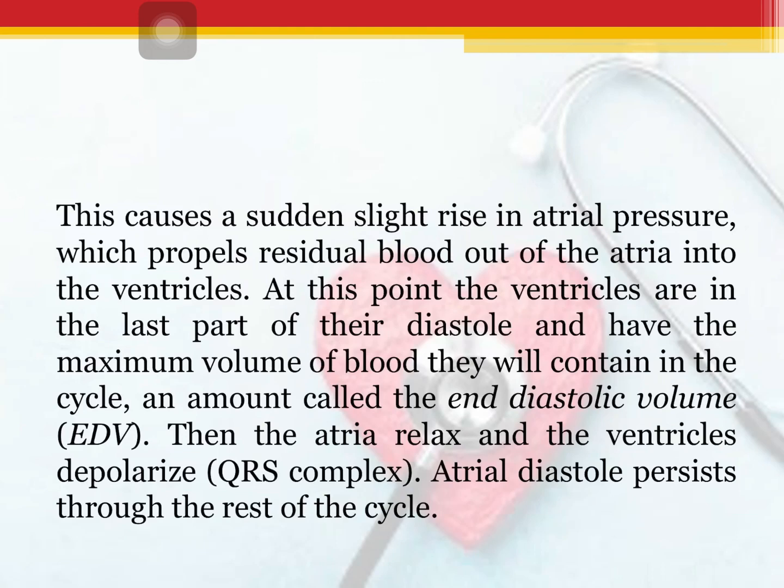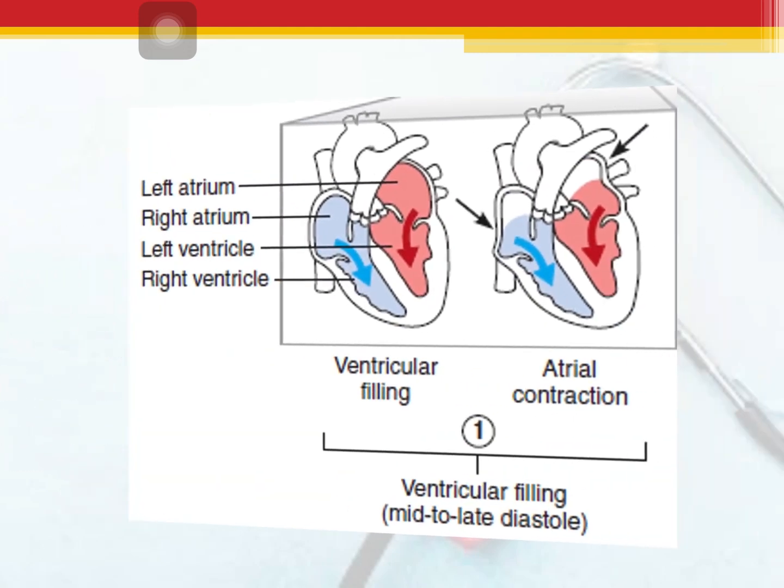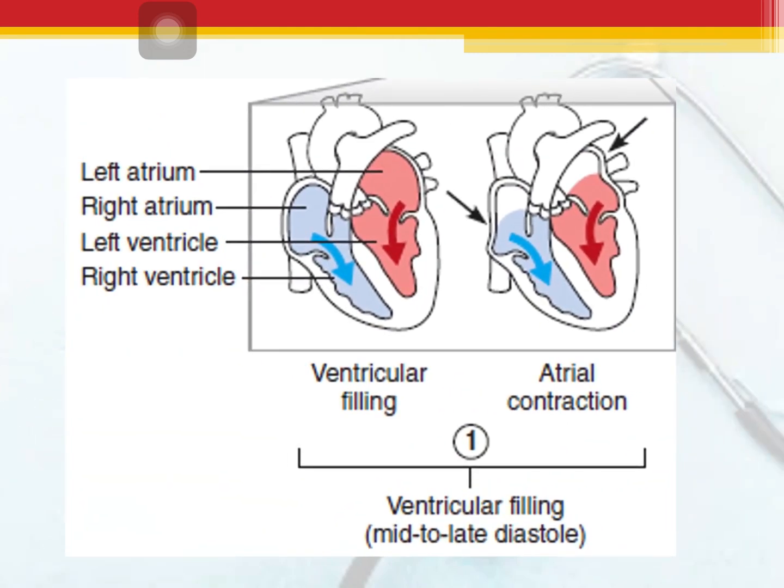This amount of blood is called the end diastolic volume. So the EDV, or the end diastolic volume, is the maximum volume of blood that comes from the ventricular filling. So then the atria relax. After the atria relax, the ventricle starts to depolarize, as seen in the QRS complex. The atrial diastole persists through the rest of the cycle.